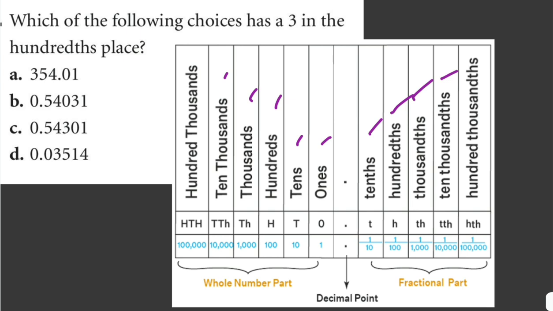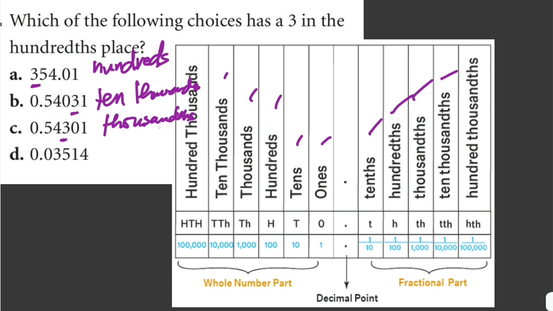So let's take a look at letter A. 3 here is in the hundreds. Okay. Then letter B, 3 here is in the ten-thousandths. And for letter C, 3 here is in the thousandths. Then letter D, 3 here is in the hundredths. All right. Therefore, the answer is letter D, because 3 here is in the hundredths place.